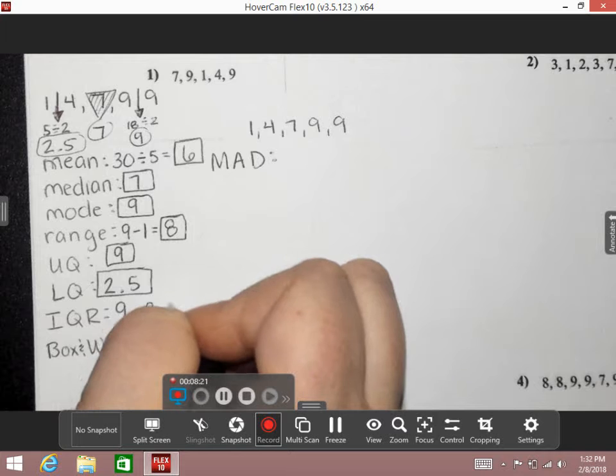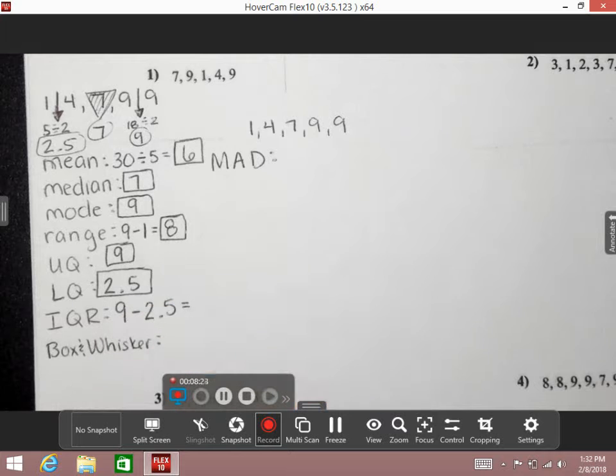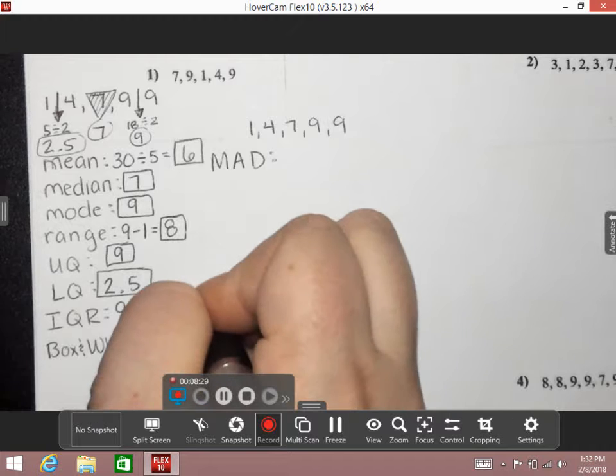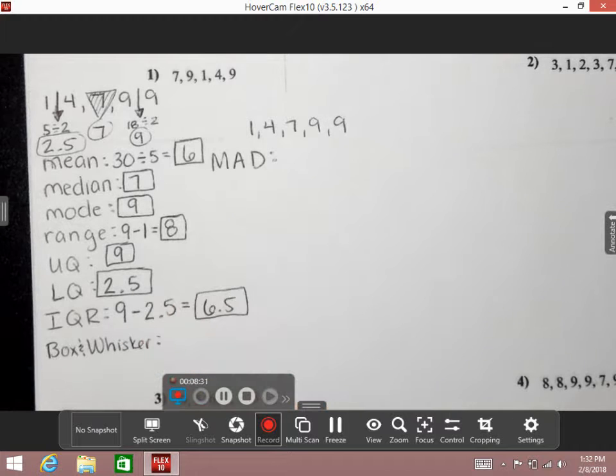9 minus 2.5. We do my upper quartile minus my lower quartile, and what does that give us? 6.5. Very good. All right. So, guys, that was all review stuff from the last 2 weeks, not this week. That was from the last 2 weeks.